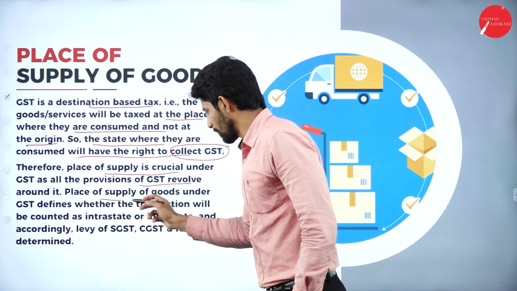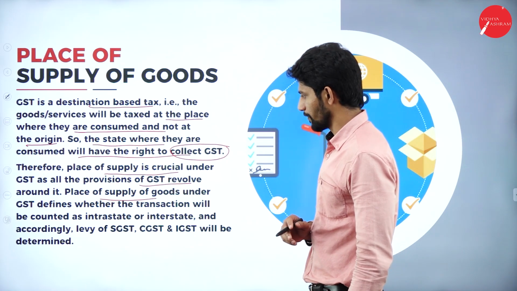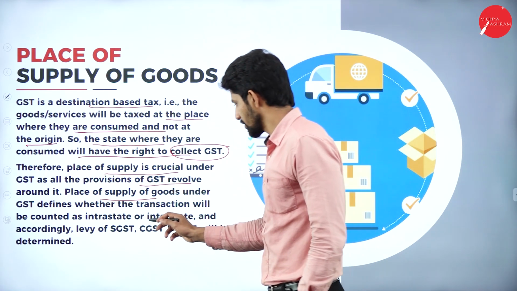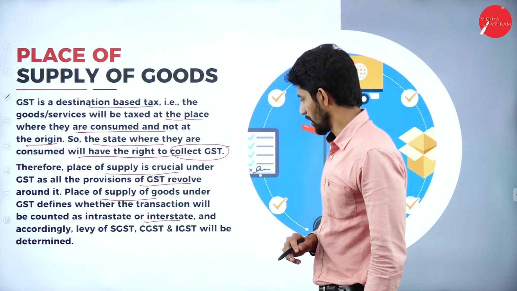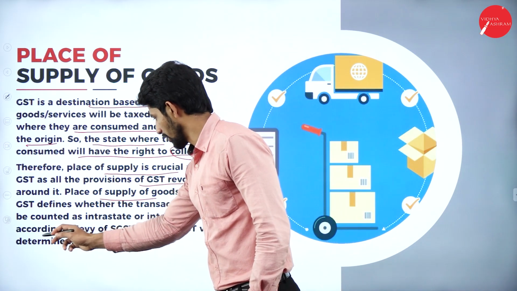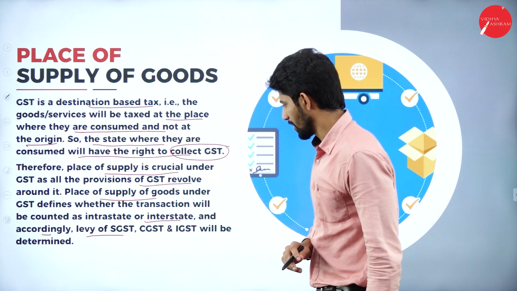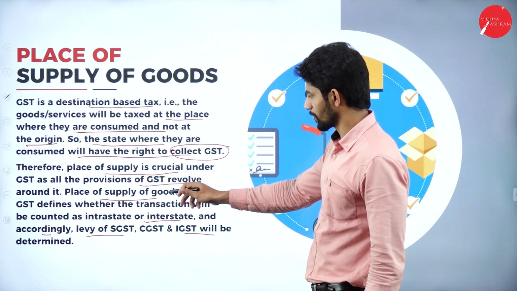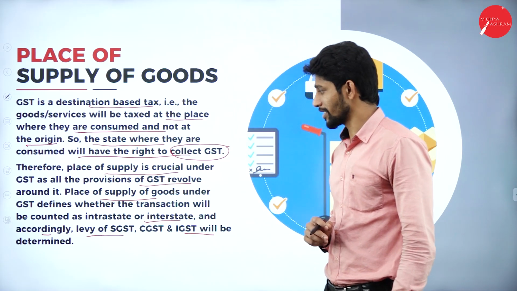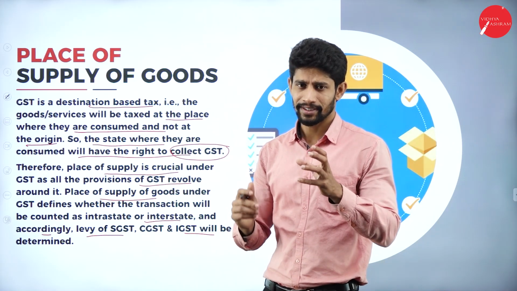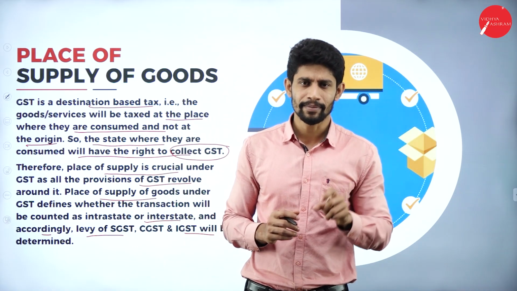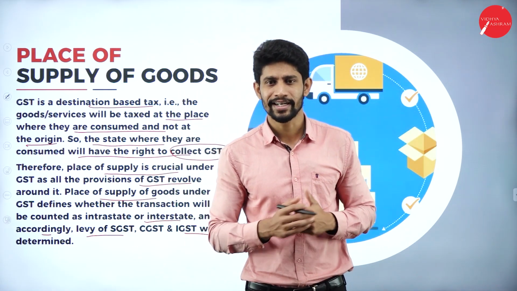Place of supply of goods under GST defines whether the transaction will be counted as intrastate or interstate, and accordingly the levy of CGST, SGST and IGST will be determined. Yes, the place of supply defines whether it is an intrastate supply or interstate supply.